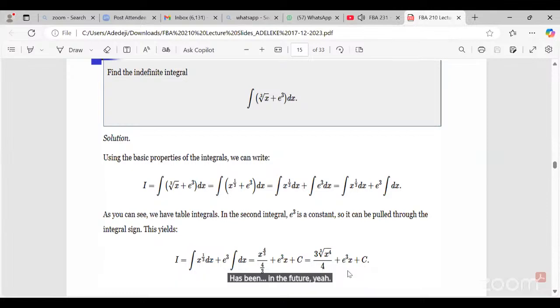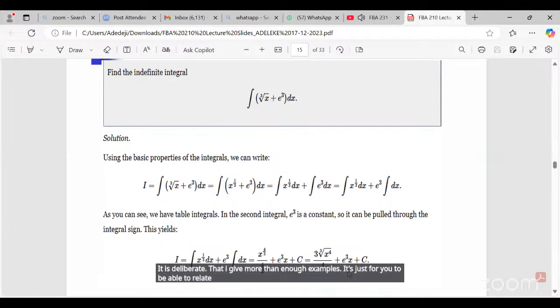It's straightforward, and it is deliberate that I gave more than enough examples. It's just for you to be able to relate with your integration and quickly refresh yourself.